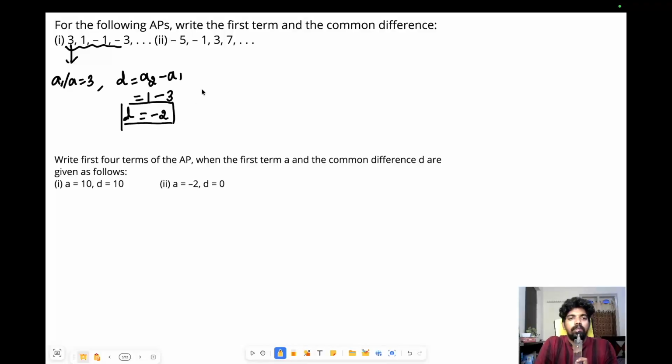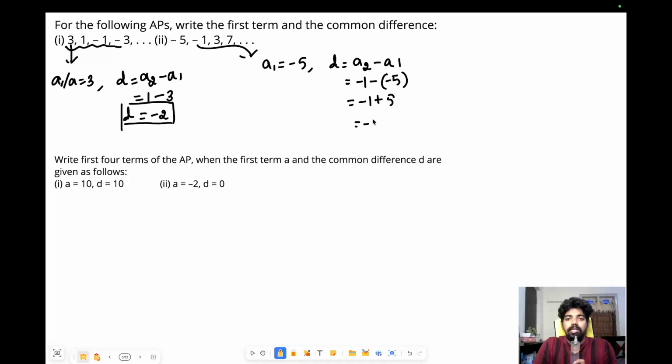Similarly for the second one, what is a1? a1 is equal to minus 5. What is the common difference? a2 minus a1. What is a2? Minus 1. Minus of a1 is minus of minus 5. What will you get? Minus into minus is plus 5. Minus 1 plus 5 is minus 4. So the common difference is minus 4.